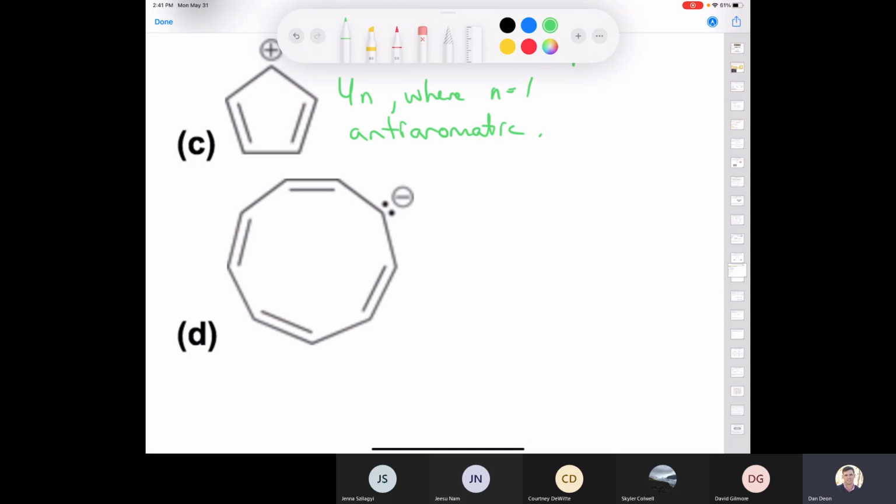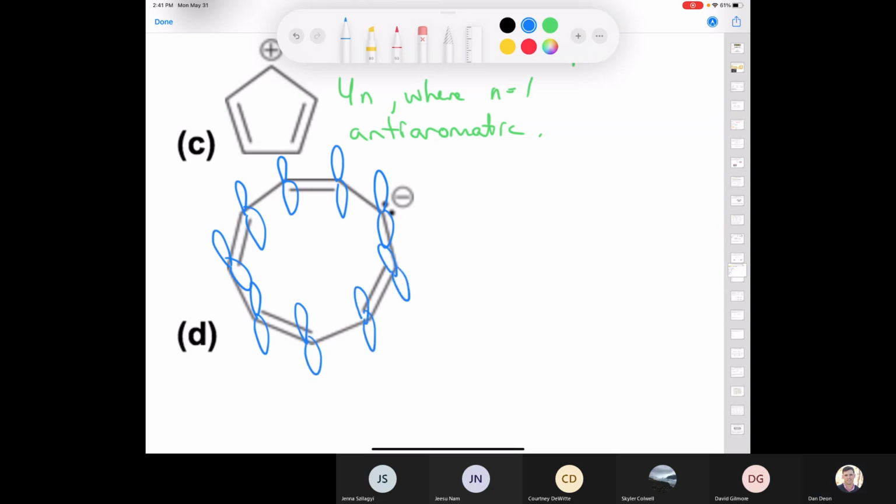if I put this pair of electrons in a p orbital, then I'd have a continuously overlapping system of p orbitals. All these different p orbitals here. And then how many pi electrons would I have? Let's count. I'd have 1, 2, 3, 4, 5, 6, 7, 8, 9, 10. This is a Huckel number, right? 4n plus 2, where n is equal to 2. 4 times 2 is 8, plus 2 is 10. Therefore, this is an aromatic ion.